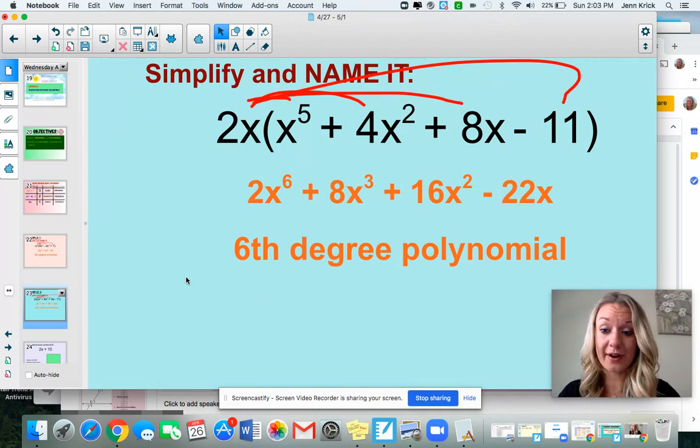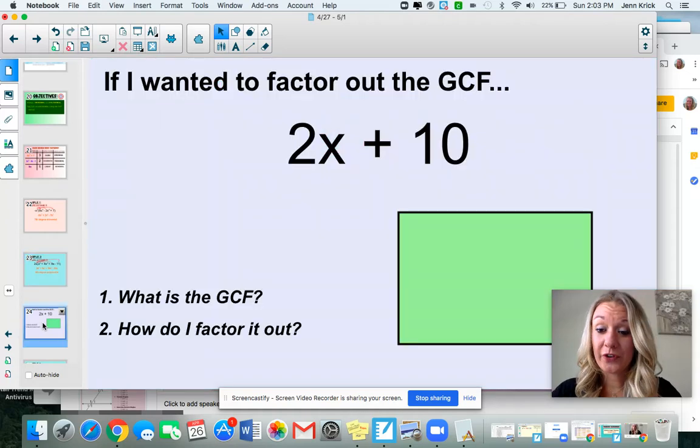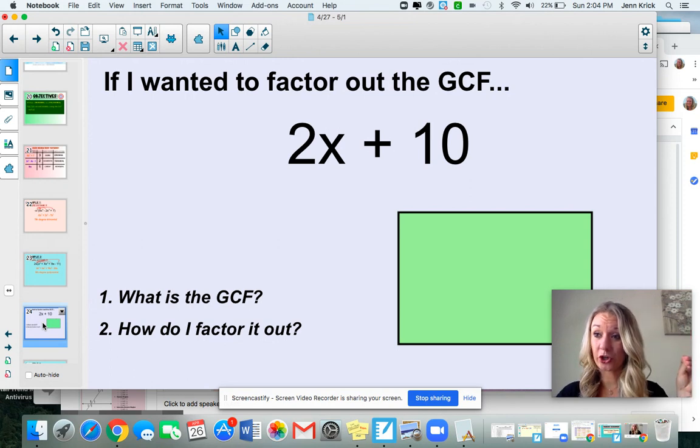All right, second part of the lesson, here we go. Now, I don't know how much you remember from probably 6th and 7th grade with greatest common factor and factoring in itself. But if I give you an expression that looked like this, 2x plus 10, not only could you identify the greatest common factor, but you can also factor out that term and create a more condensed and solidified version.